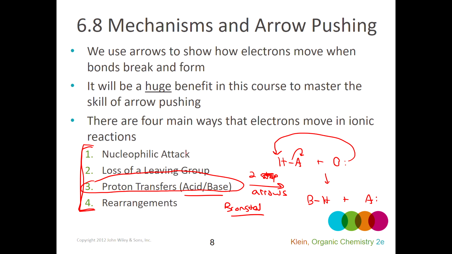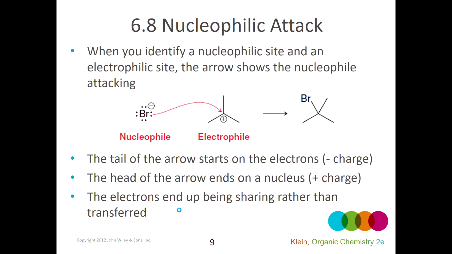So we're going to talk about nucleophilic attack, loss of a leaving group, carbocation rearrangements, and we're going to use the curved arrows to communicate about them and show how the electrons move in a variety of reactions. So now that we know what nucleophiles and electrophiles are, we can talk about a nucleophilic attack, which sounds exciting but isn't.